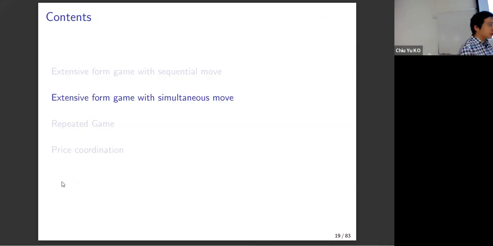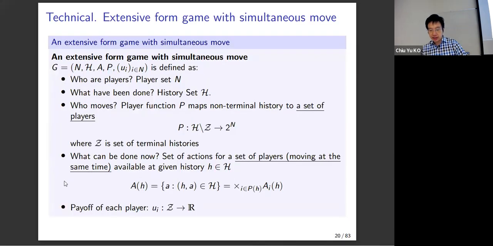I think we now know how to solve the model. So now we have simultaneous move. The only difference here is that you allow people to move at the same time. So its description is very similar, right? The only thing here is who moves. It's no longer N, the set of players. It's 2^N, a set function, the set of players who can move.